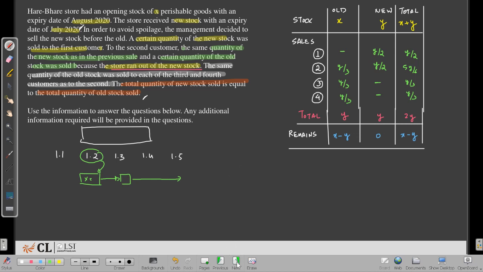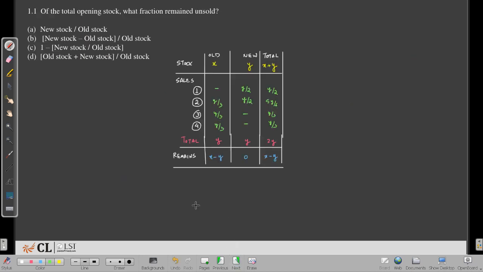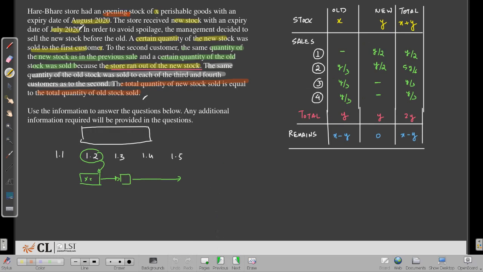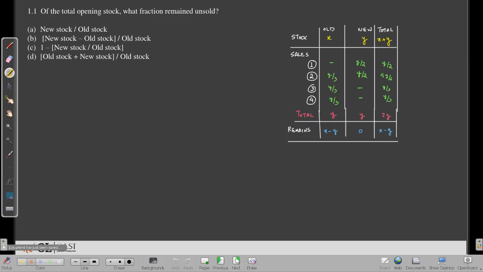That's the one thing that we have to be careful about. Okay, now let's look at each of these questions here. Let's keep this table there. Of the total opening stock, please understand this is the total stock, but the opening stock is just x, right? That's important to look at. So this is our opening stock. I think that would be had an opening stock of x. So we have to be careful there.